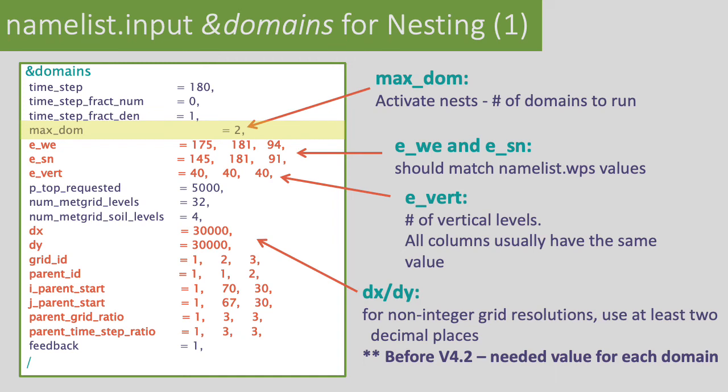Beginning with WRF version 4.2, you can simply put the value for domain 1, just as in the namelist.wps. However, if you are using a version prior to that, you will need to specify the value for each domain, and it should be based on your parent grid ratio. So for instance, here we have a 3-to-1 ratio. So if we were using an older version, we would have 30 kilometers in the first column and then 10 kilometers in the second column.